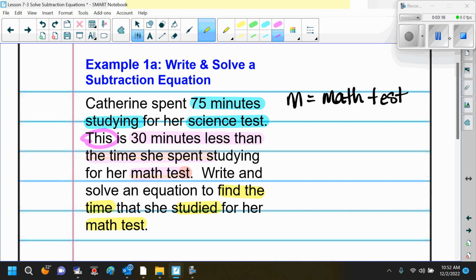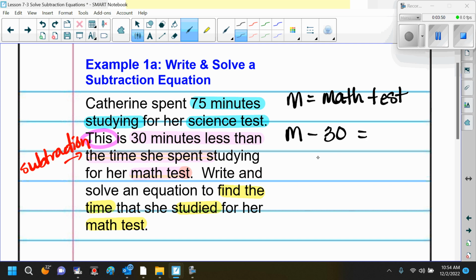So how do I write my equation? The math test is what we don't know. It says here that this 75 is 30 minutes less than the time she spent on the math test. What operation is that going to be? That is going to be subtraction. So here we're going to take that 30 minutes and we're going to subtract it from what? From the math test. So M minus 30, and that's going to be equal to the time that she spent on the science test, which is 75 minutes.